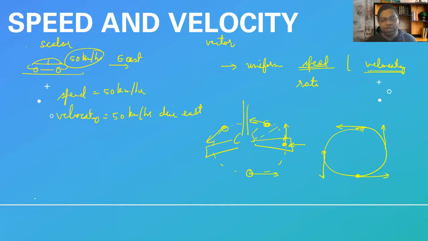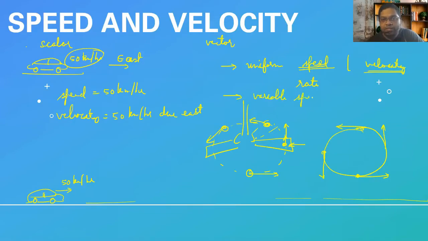Uniform velocity would be like a straight road, and the car is moving with the same magnitude, say 50 kilometers per hour, in the same direction. So till the car changes the direction or changes the magnitude, the car is said to be in uniform velocity. Any question about this uniform speed and uniform velocity? Then we talk about variable speed.